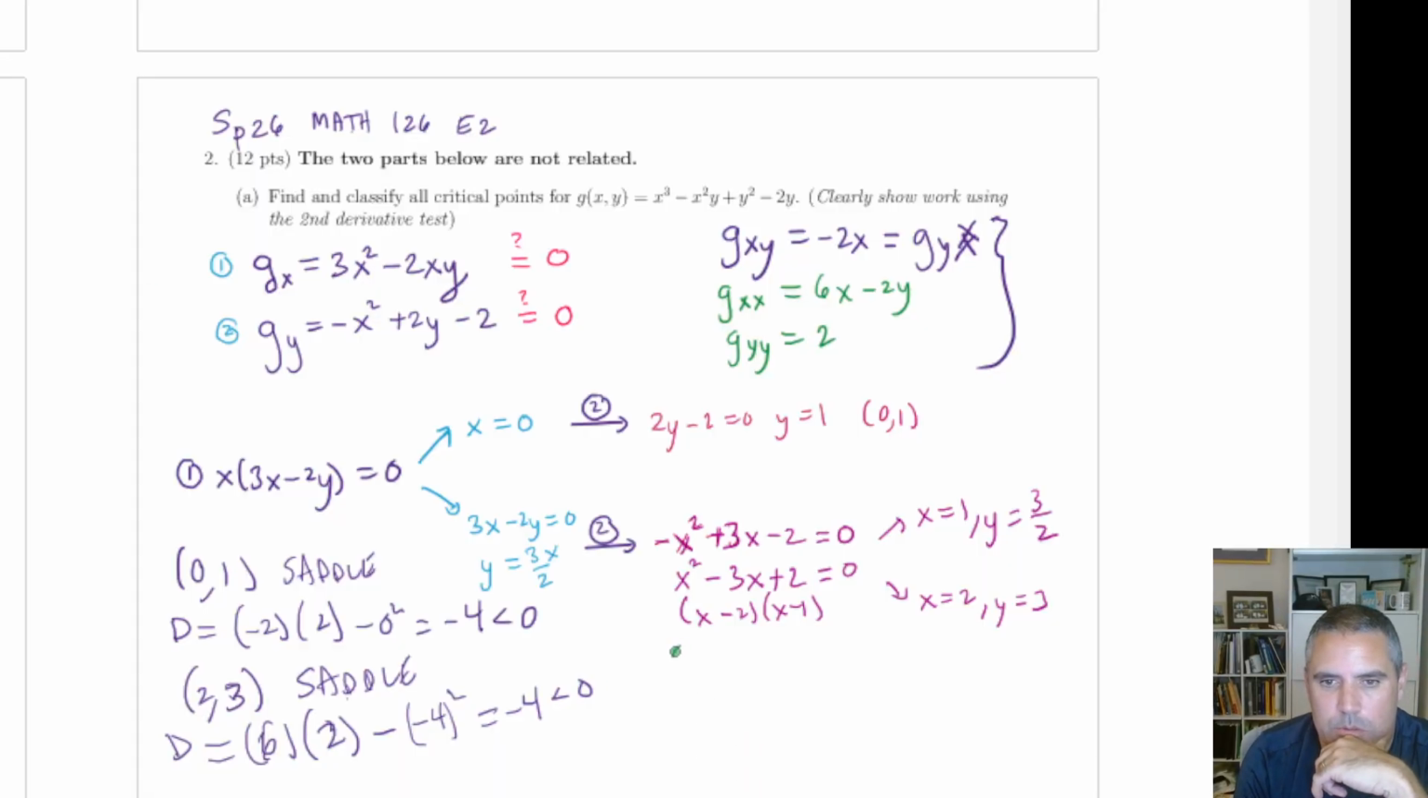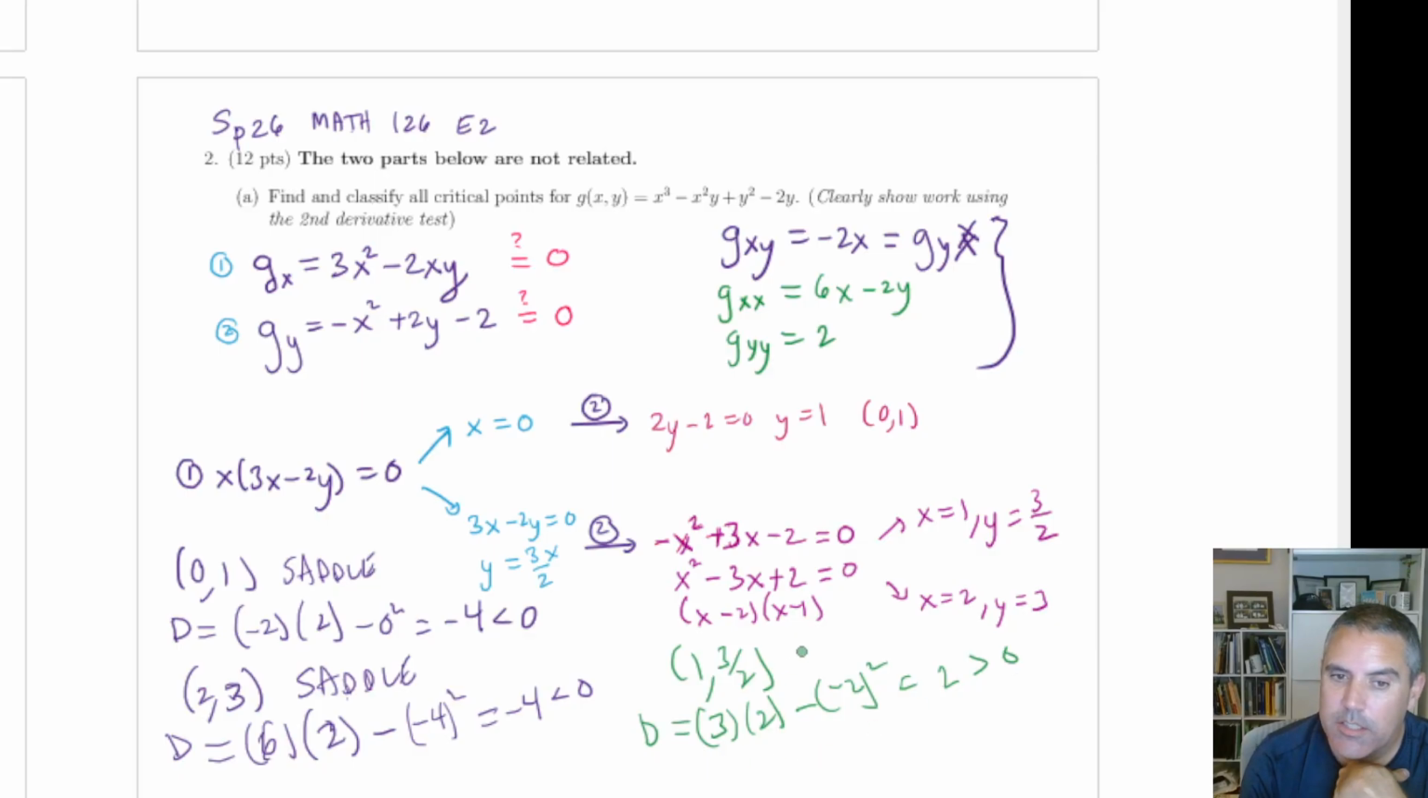So then the last one, 1, 3 halves. You get d is, what do we got? 6 minus 3, so it's 3, 2, minus negative 2 squared. Oh, so that ends up being positive. Because these are positive, it's concave up in all directions, so that's a min.